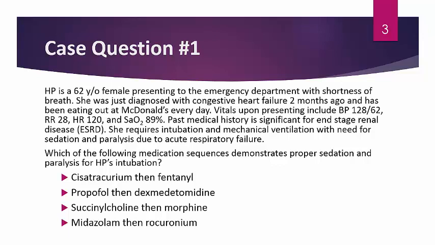As a result of her shortness of breath, she requires intubation and mechanical ventilation with the need for sedation and paralysis. And this acute respiratory failure is most likely due to her congestive heart failure or exacerbation. Which of the following medication sequences demonstrates proper sedation and paralysis for HP's intubation? Is it cisatracurium, then fentanyl, propofol, then dexmedetomidine, succinylcholine, then morphine, or midazolam, then rocuronium?